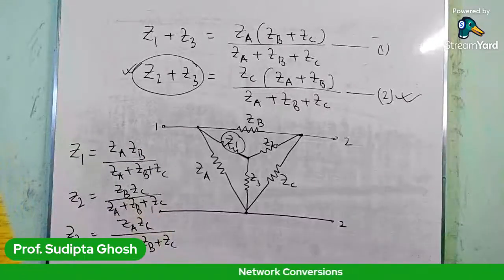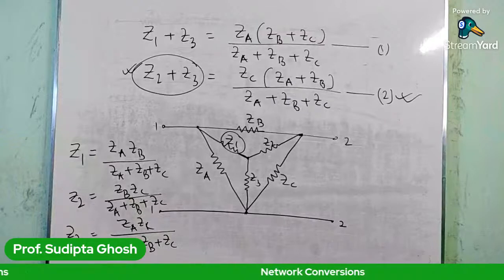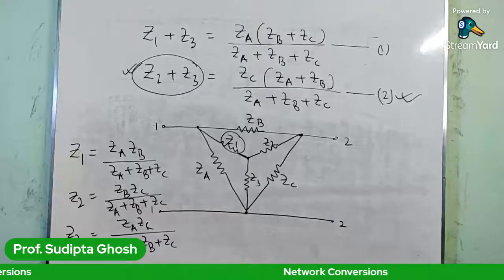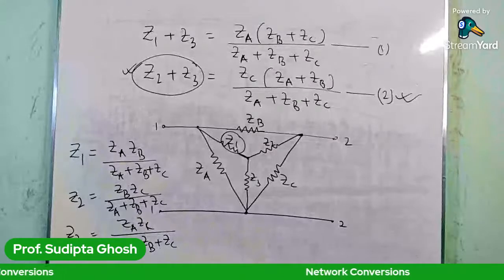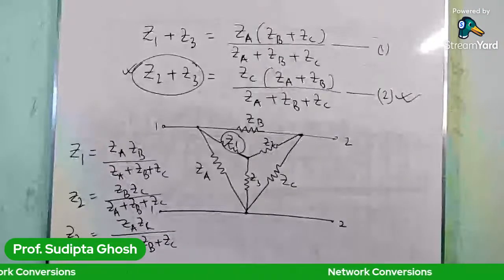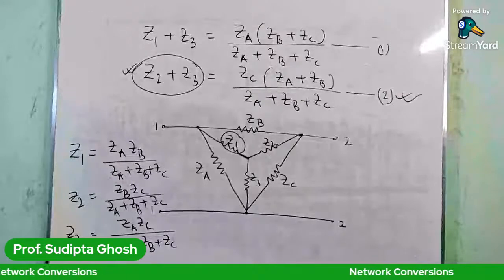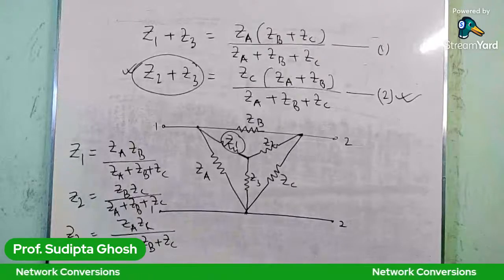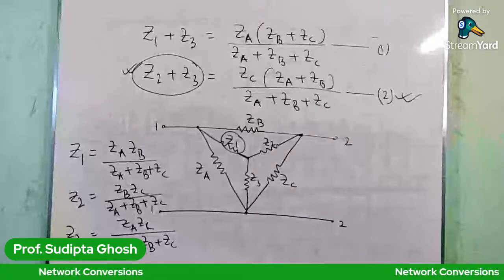Have you found it easier? Is it okay? How to find the values of Z1, Z2, and Z3? Is it okay?